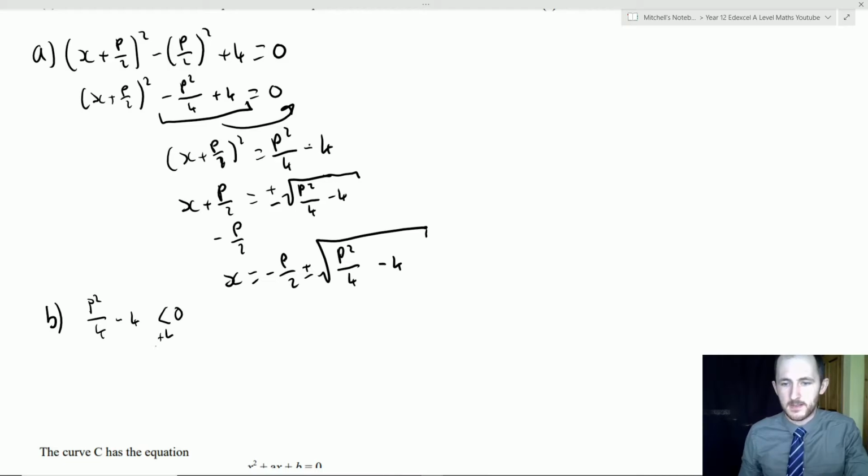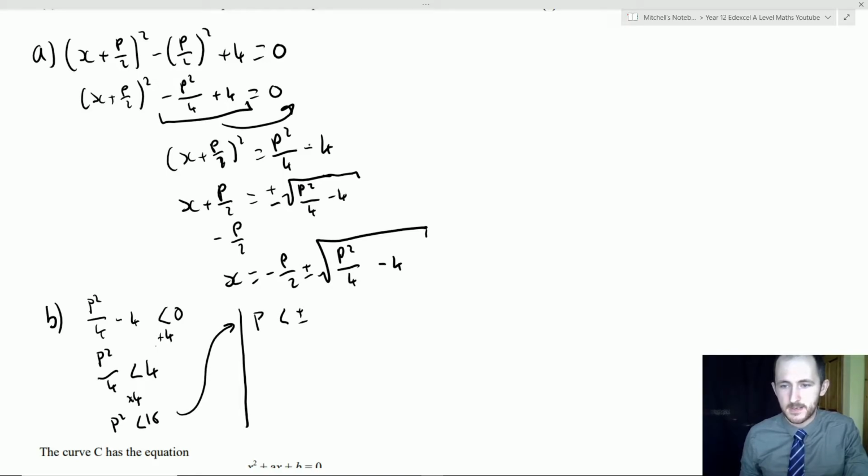So now let's do it. Let's add 4 to both sides. We get p squared over 4 is less than 4. Times both sides by 4, I get p squared is less than 16. And then go over here. Square root both sides, I get p is less than plus minus 4. And that's it. That's your answers. So p either has to be greater than minus 4 or less than plus 4. That's it.